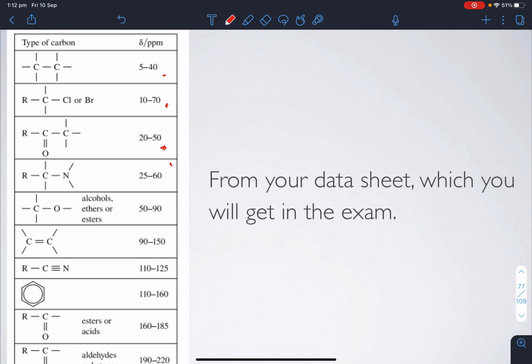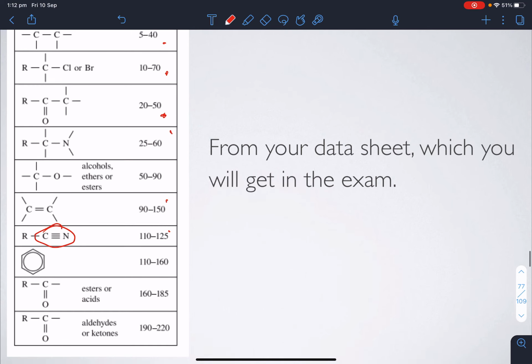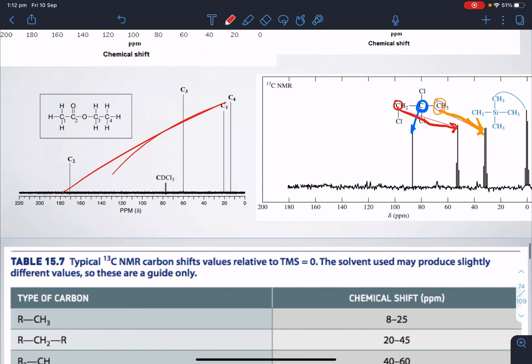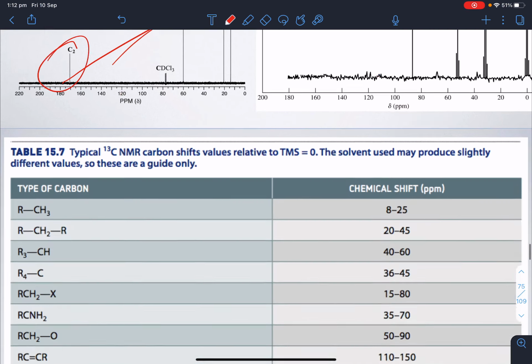And what else have we got? Oh, we've got double bonding carbons. We've got the cyano carbon. Okay, and then benzene carbons are up there. And then the esters or the carboxylic acids are around here, and the aldehydes and ketones are up around 190 to 220, which we saw up here, didn't we? Okay.